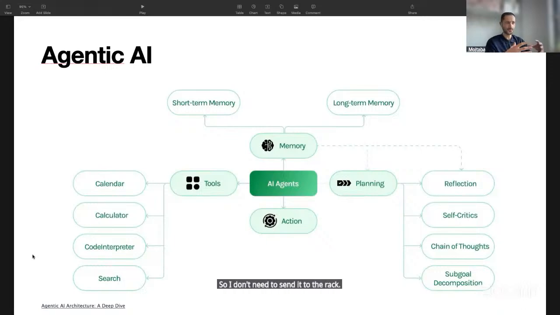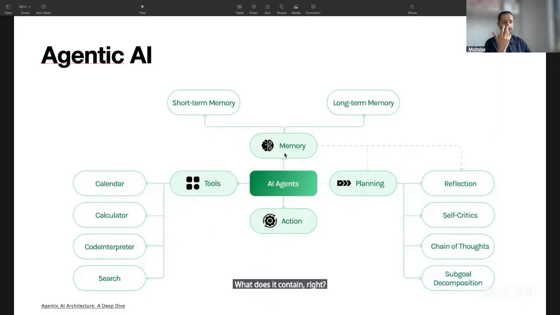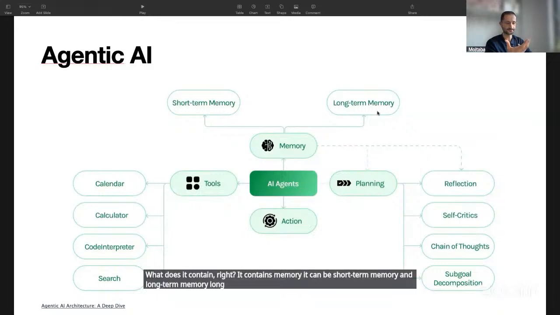So that's how we are bringing in agentic AI to cover different problems or different aspects of interaction with customers. What does it contain? It contains memory. It can be short-term memory and long-term memory. Long-term memory means that I have the history of your interaction before, maybe 1 week ago, 2 weeks ago. I can utilize that memory.